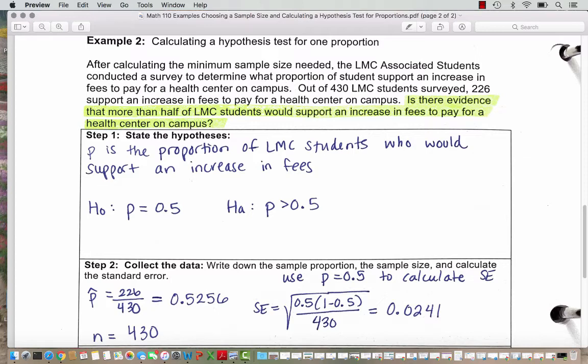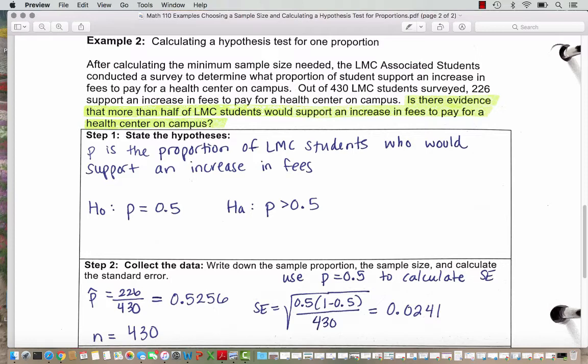So our null hypothesis has to have equality. Since they're looking for more than half of students to support, we're going to use 0.5 or 0.50 for the value we compare our proportion to. Our null hypothesis is going to be the proportion equals 0.5, and our alternative hypothesis is going to say the proportion is greater than 0.5. That greater than inequality in the alternative hypothesis is because this question that we've highlighted is asking for evidence that more than half of the LMC students support an increase. So that's why we're using the greater than inequality in our alternative hypothesis.